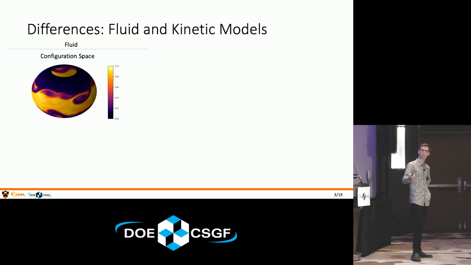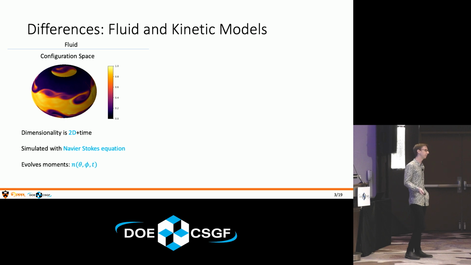So in a fluid approach, you have these configuration space quantities. This is a 2D plus time problem. We have the Navier-Stokes equations that can evolve these quantities. They look like the density here, where you have dependence on configuration space as theta and phi, as well as time. And then we have some closures that are required in order to finish off our set of equations.